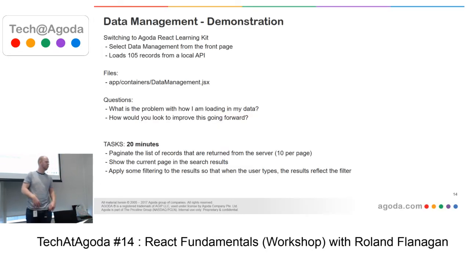So what would be good to do is we want to paginate this list of records, and we know that we get everything back from the server in one chunk. It's a very basic server. We're not going to do any back end for this right now, but we want to paginate this so that we only get 10 per page. We want to be able to keep track of the current page in the search results, and we want to apply a bit of filtering. We want to be able to iterate through and make sure that if I type in a name, only those with a matching name will be matched as it comes through.